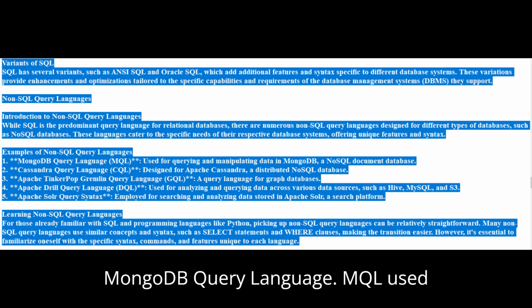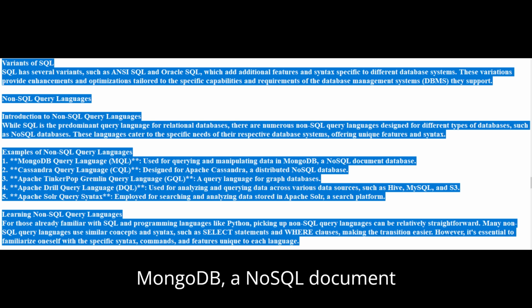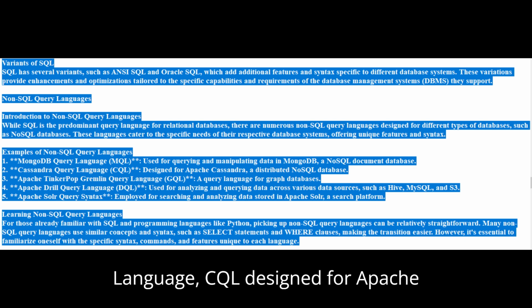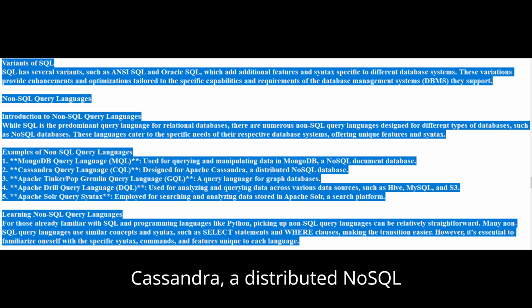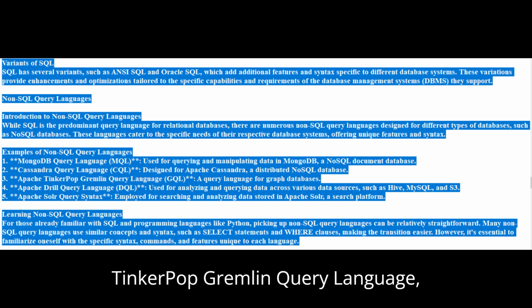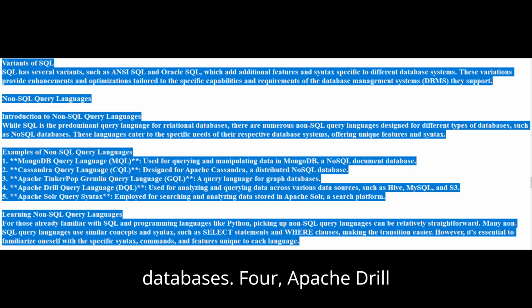1. MongoDB Query Language, MQL, used for querying and manipulating data in MongoDB, a NoSQL document database. 2. Cassandra Query Language, CQL, designed for Apache Cassandra, a distributed NoSQL database. 3. Apache TinkerPop Gremlin Query Language, GQL, a query language for graph databases.